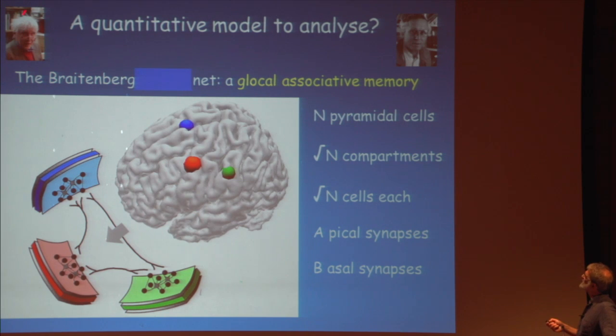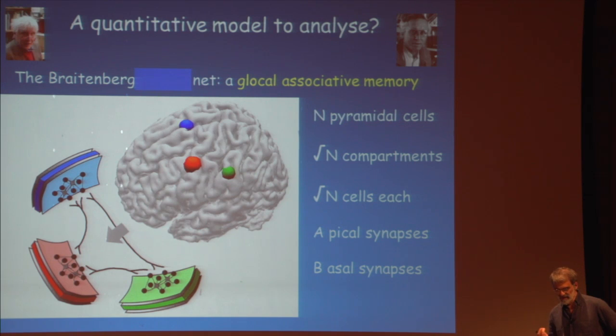cortex. He says, let's look just at the pyramidal cells, the principal cells, those that project outside of the local cortical patch. You can think of this system of n pyramidal cells, where across mammals n varies by almost 4 orders of magnitude, as being partitioned into square root of n compartments, or patches, these colored objects, each containing square root of n cells.